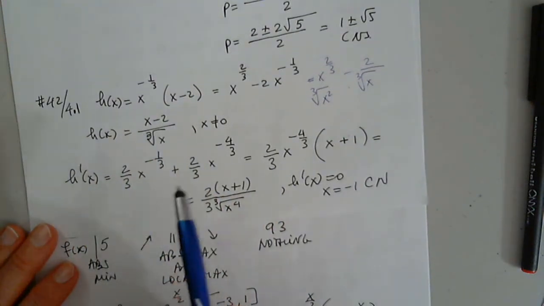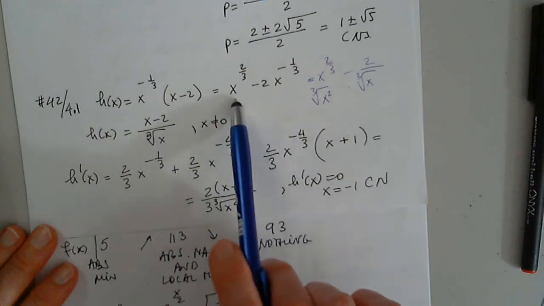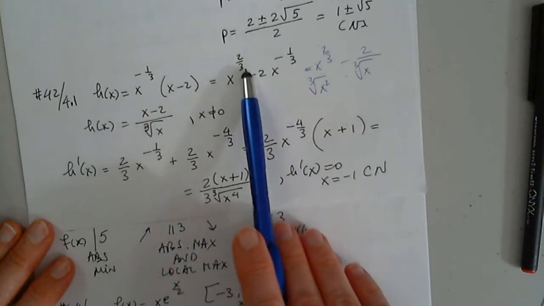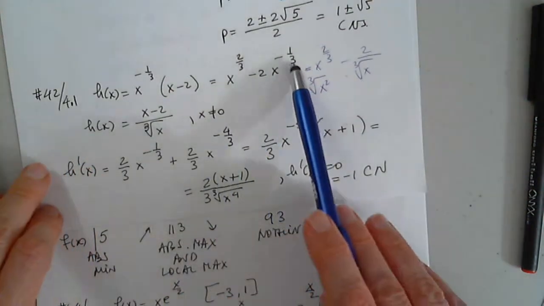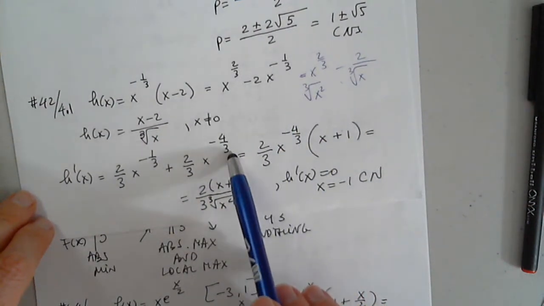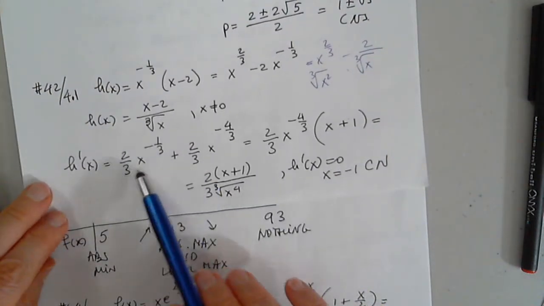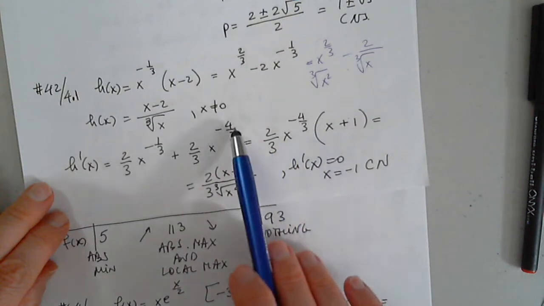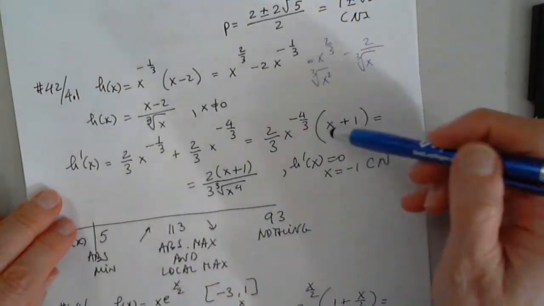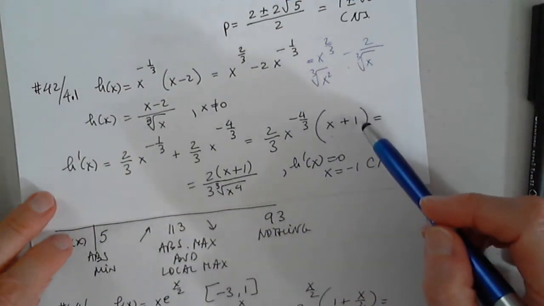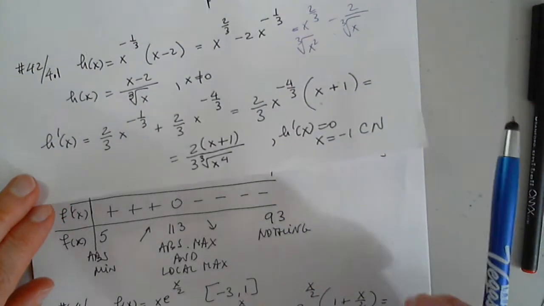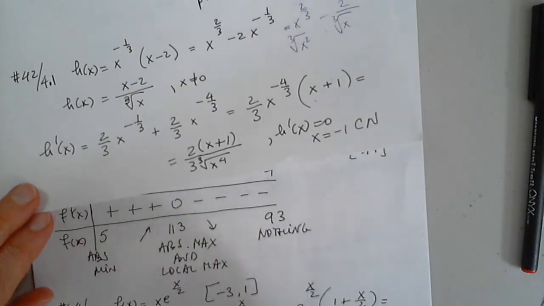So the function is the same thing. So h prime now. I will not differentiate this, but I will differentiate this. So 2/3 in front, x to 2/3 minus 1 is negative 1/3, and then bring down negative 1/3 to positive 2/3. Negative 1/3 minus 1 is negative 4/3. I factor out 2/3 as well as x to negative 4/3, the smallest power of these two. And then negative 1/3 minus negative 4/3 is 1. So that's how I get the x here, and then plus 1. This goes to the denominator as the cube root of x to the 4th. So h prime of x is 0 only when x is negative 1, and that's the only critical number.